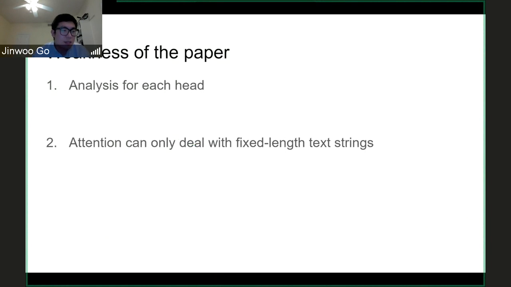Then let's think about the weakness of this paper. I think they didn't include the analysis for each head in the multi-head concept. If they analyzed each head's behavior, we could use the heads more efficiently. And attention can only deal with a fixed length text string. So if the fixed length is smaller than the whole context, it loses information. So it could be better if that were addressed; it could also be a weakness of the transformer idea.